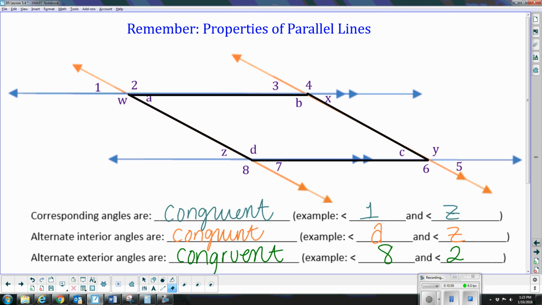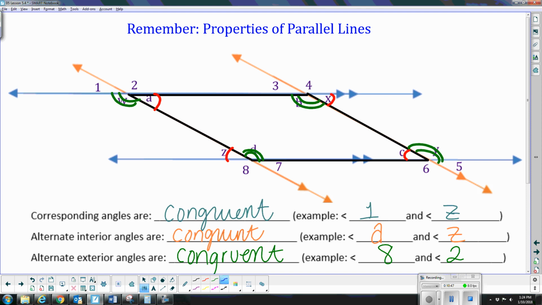Well, we know that opposite angles are congruent, and we'll just leave these markings here. Opposite angles are congruent. And we know that Z is also congruent to X. So those four red angles, those are all congruent. But what do we know about D and W? Those are alternate interior angles, so they're congruent. W and B, those are congruent. And B and Y, those two angles are congruent.